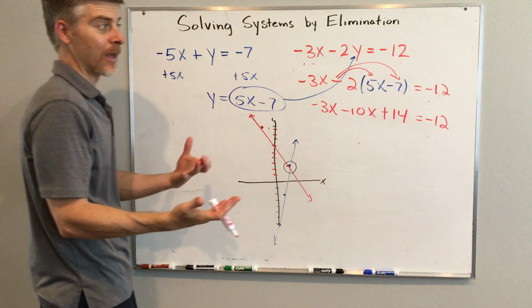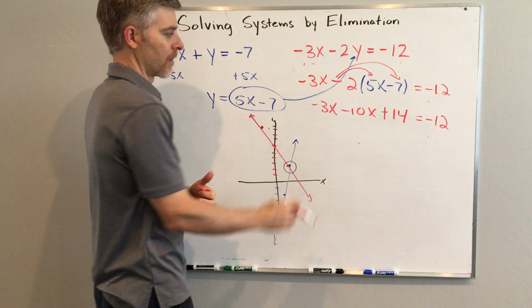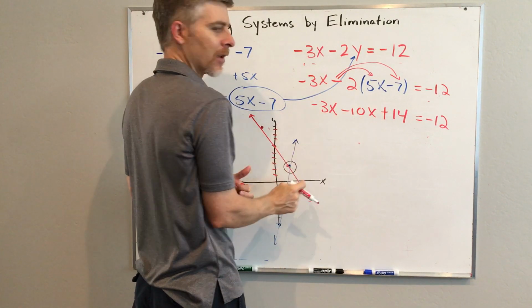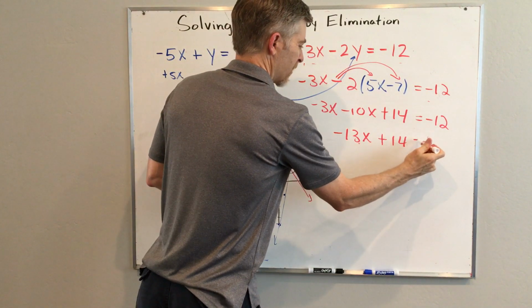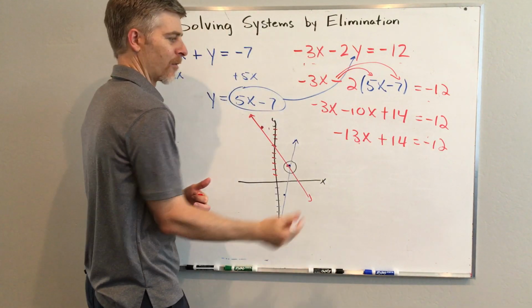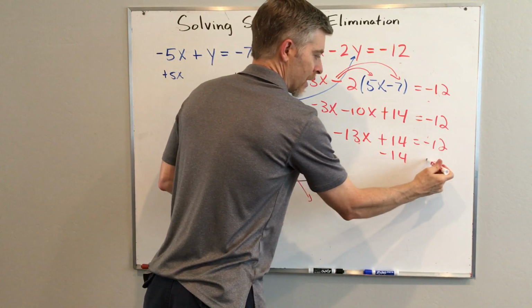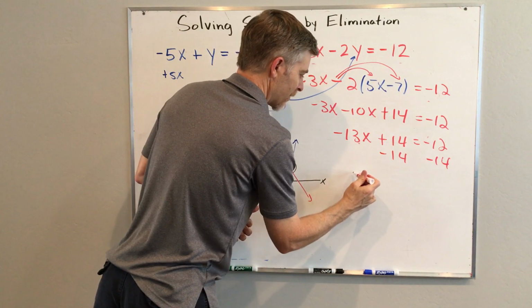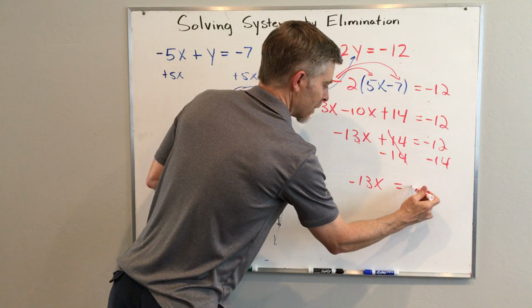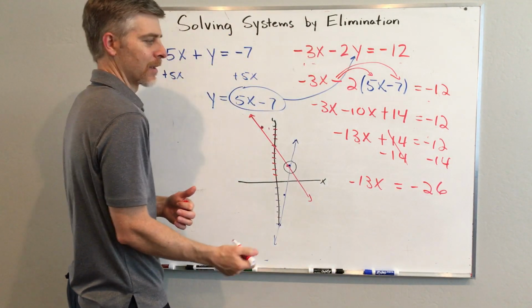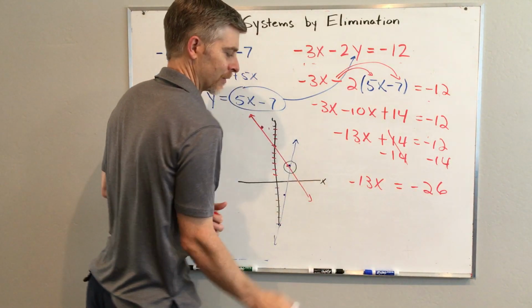And remember, the great thing about this is now I just have an equation with just x's in it. So negative 3x and negative 10x are like terms. That's negative 13x. I'm going to get rid of the 14, so I'll subtract 14 from both sides. That gives me negative 13x. That cancels. Equals negative 26. A negative and a negative makes a bigger negative.